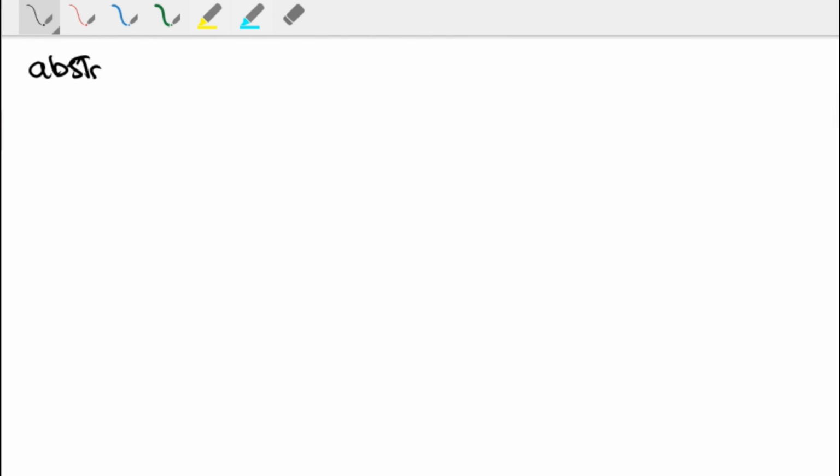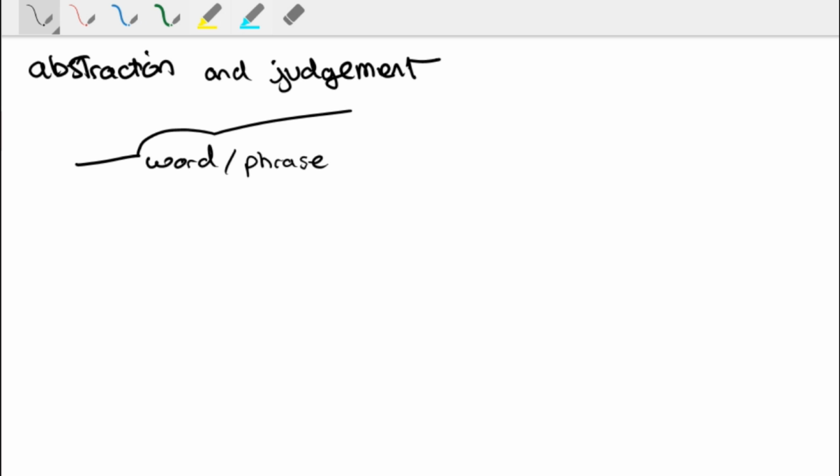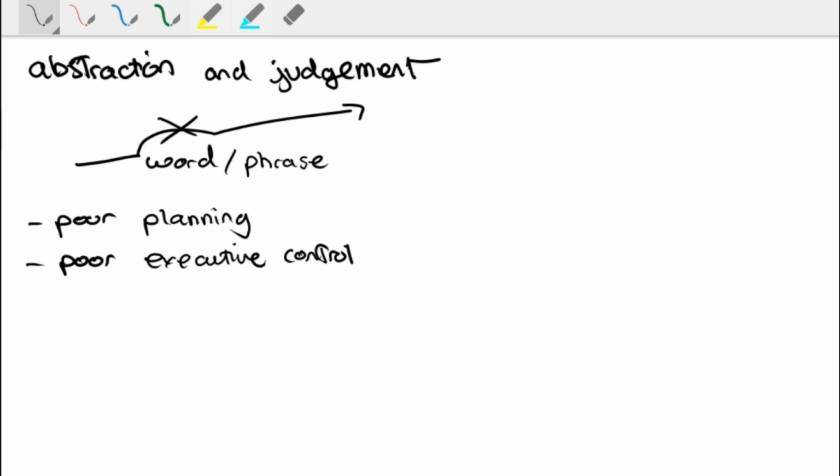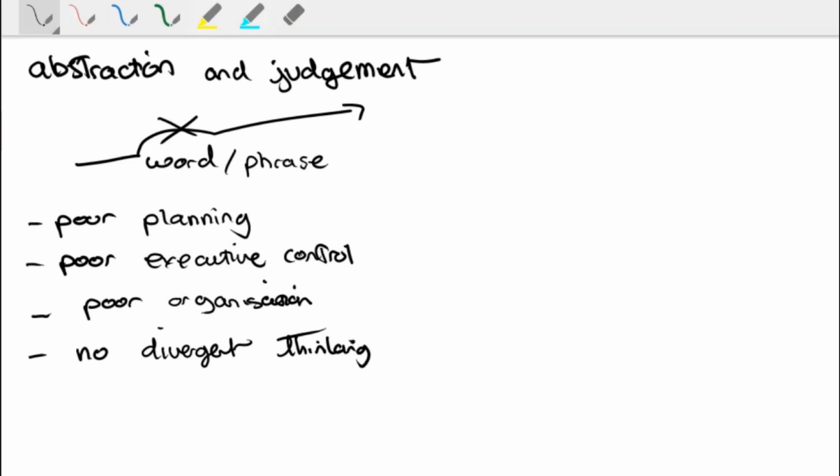Other syndromes that can occur through frontal lobe damage are to do with abstraction and judgment, in the sense that people might not be able to think beyond the literal meaning of a word or phrase. They won't be very good at planning and have poor executive control and function, organization, and the inability to exhibit divergent thinking. So they won't be able to think of many possible solutions to a problem. Instead, they will only ever see one.